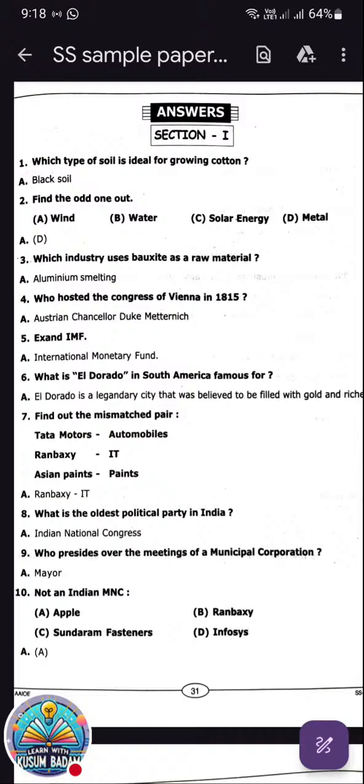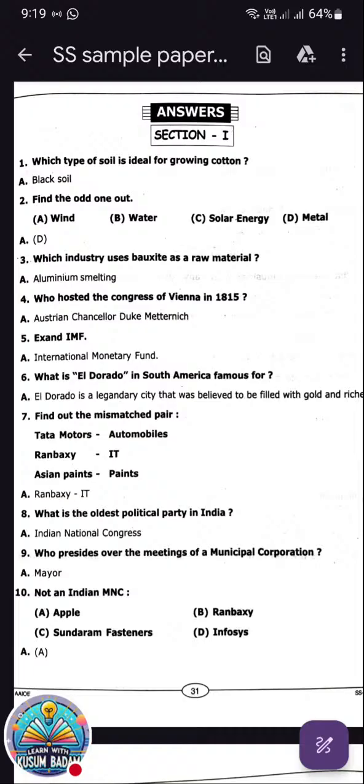So here, which type of soil is ideal for growing cotton? Mostly all of you know that it is black soil. Black soil is also called cotton soil as it is ideal for the growth of cotton.